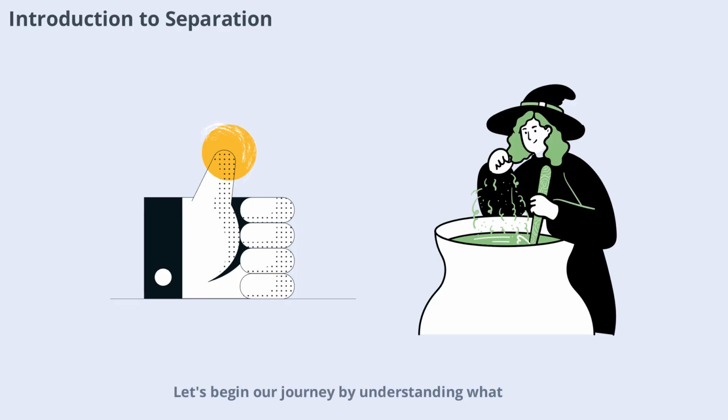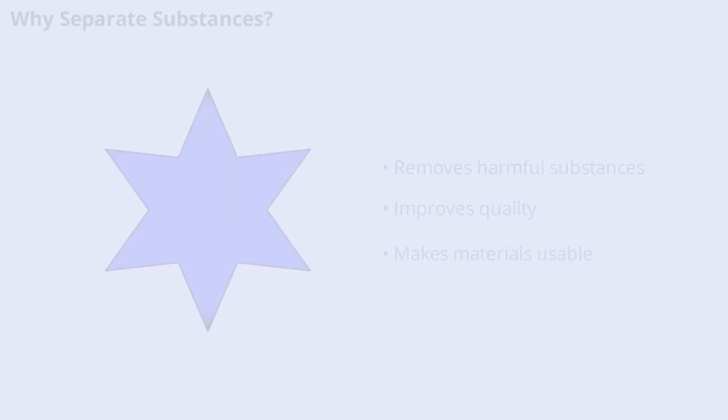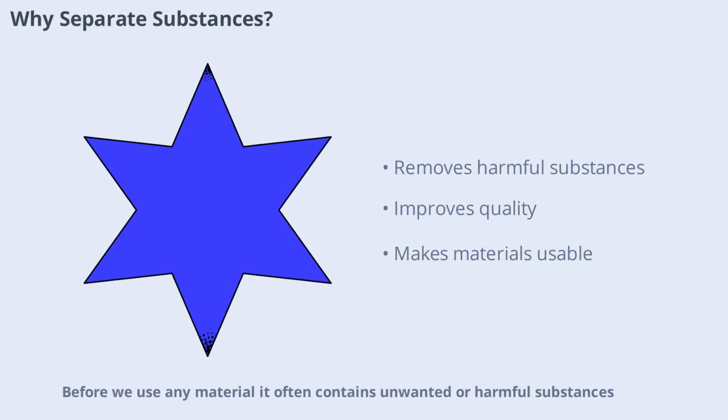Let's begin our journey by understanding what mixtures are and why separation is necessary. Before we use any material, it often contains unwanted or harmful substances. For example, grains may have stones or husks, and milk may contain cream that needs to be separated. Sometimes even useful components are separated to use them individually.